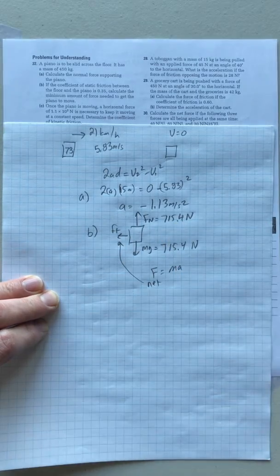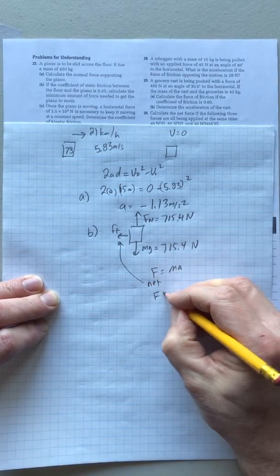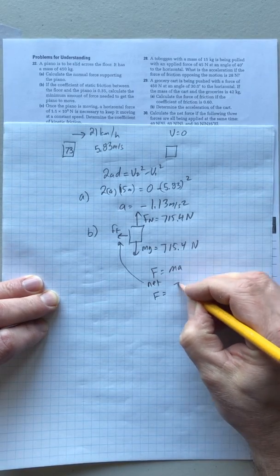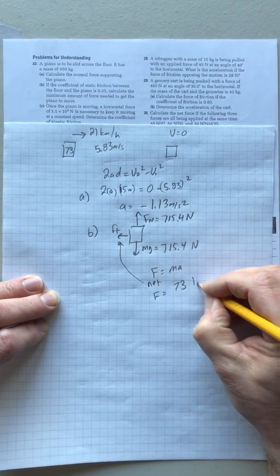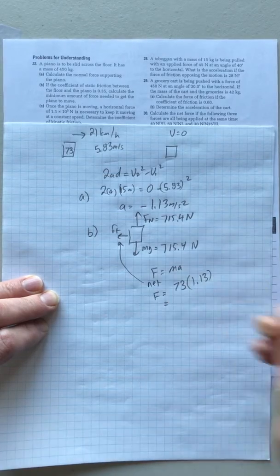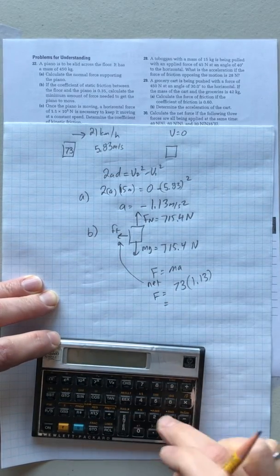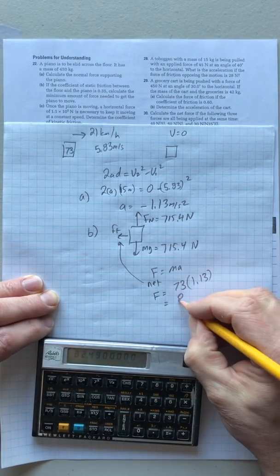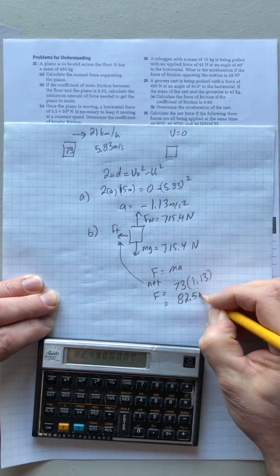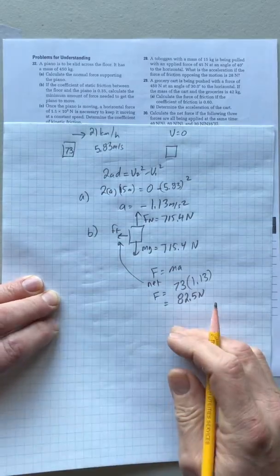And the force of friction, these two will cancel out, so the force of friction is actually the net force. So we can solve for that. F equals the mass is 73. Acceleration is 1.13. 73 times 1.13 is 82.5 newtons as a force of friction.